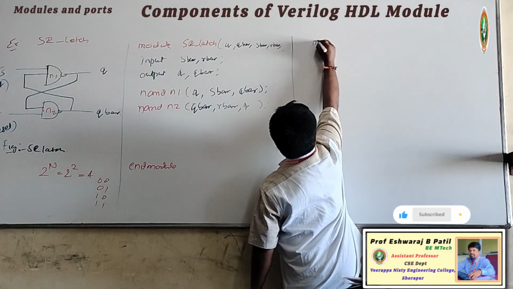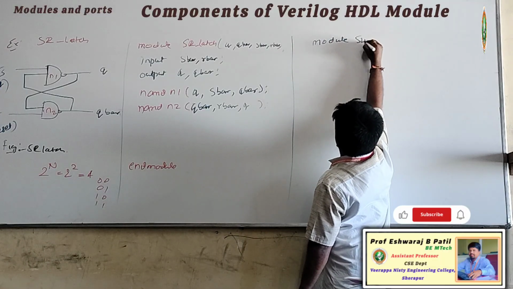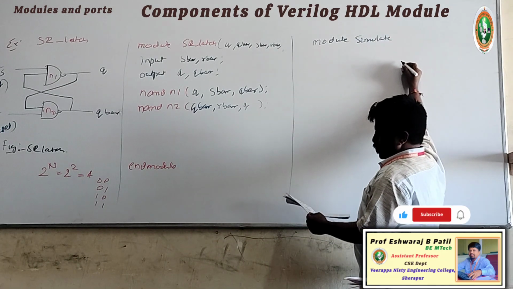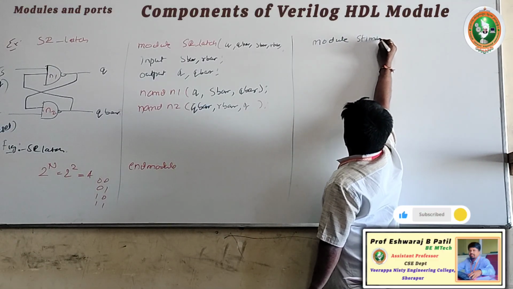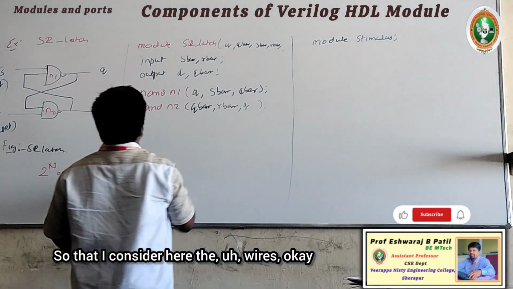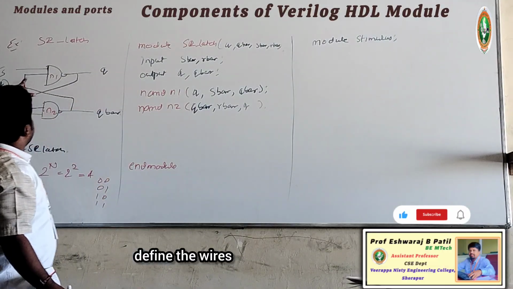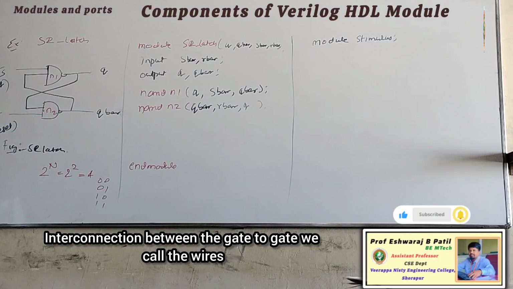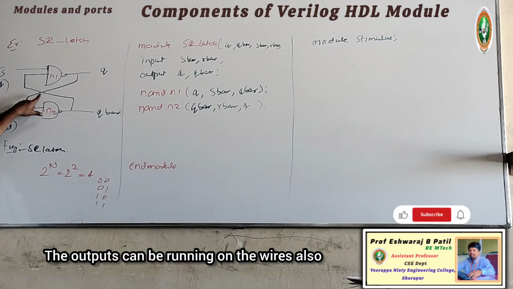Model, simulate, stimulus. So I consider here the wires. Wires define the interconnection between gate to gate, we call them wires. These wires are also considered as the outputs here. The outputs can be running on the wires also.